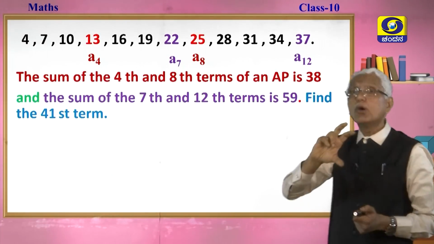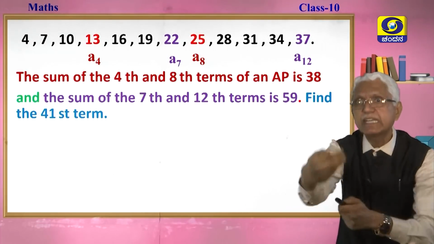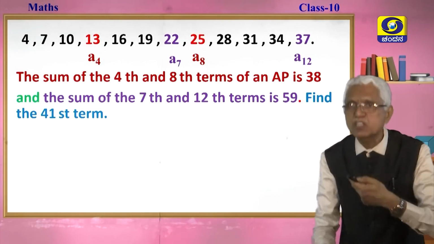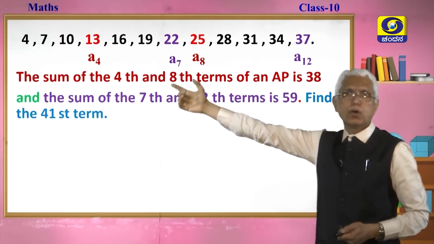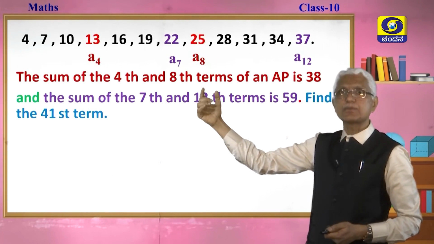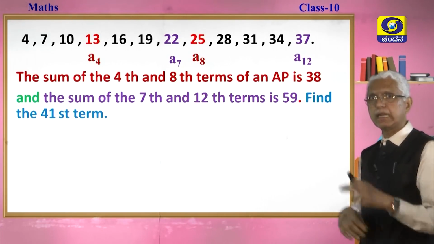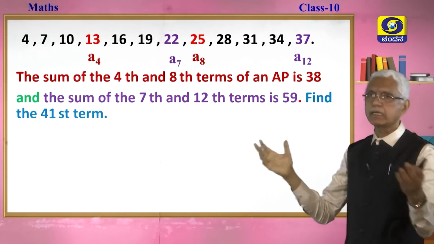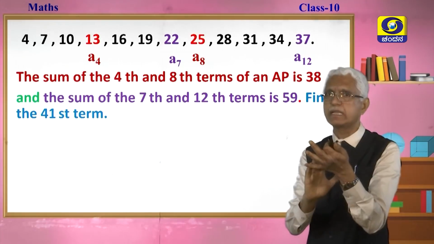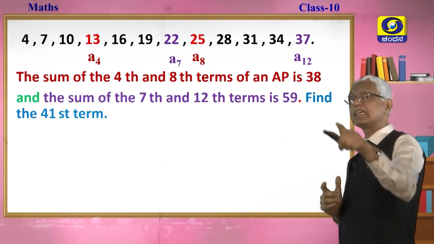Now, by taking the actual AP, they are constructing the problem and they will ask us to solve the problem. Please observe, sum of the fourth and the eighth terms of an AP is 38. Check for yourself. Fourth is 13, eighth is 25, 25 plus 13 is 38. Beautiful. What else? And the sum of the seventh and the 12th is 59.